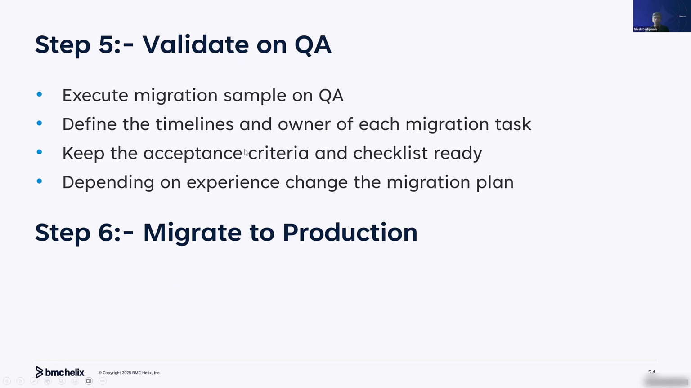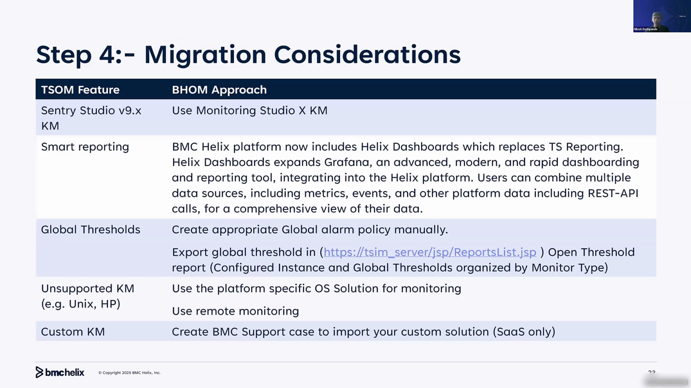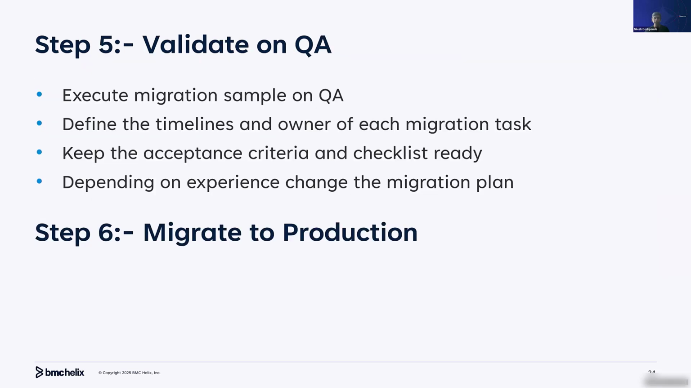Step 5 is validating on QA. Assume now you have created your migration plan. You have the constructs created where you know what things you want to migrate, which are your important ones, and which ones you have to have an alternate solution for. Define this in your QA plan. Do the migration sampling for some of the data. Define the timelines so that you can define the schedule for each migration task, and the checklist as per the process of your organization and IT infrastructure. And depending on how it goes, you can tweak the migration plan and fine tune it further.